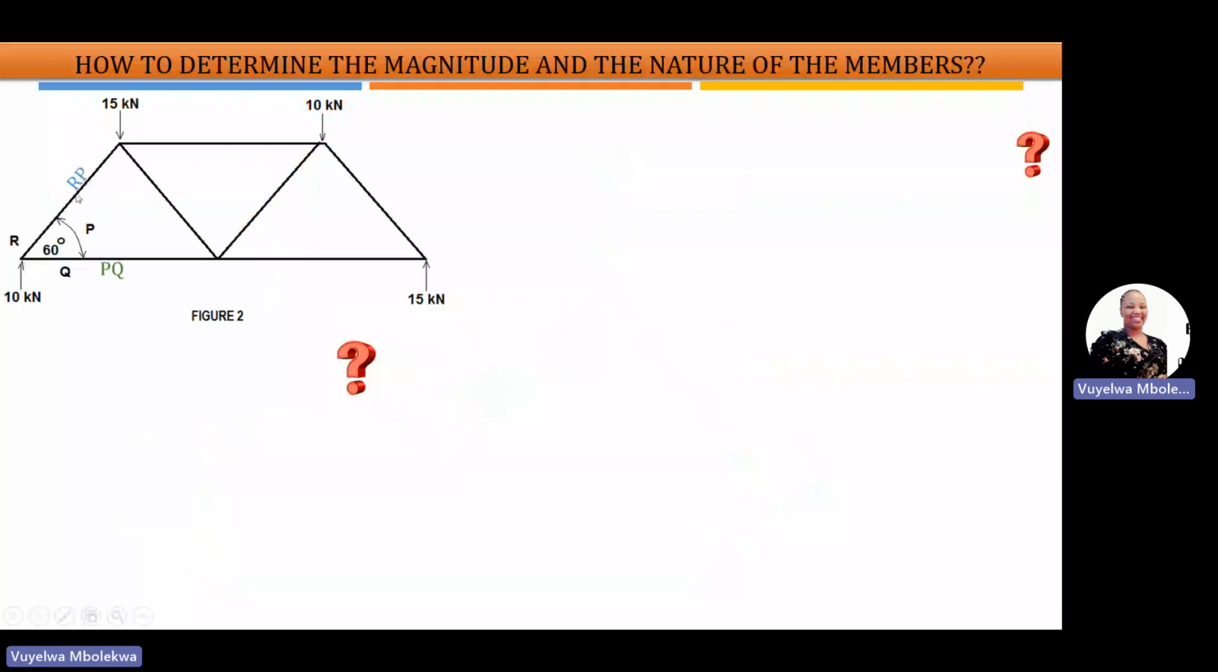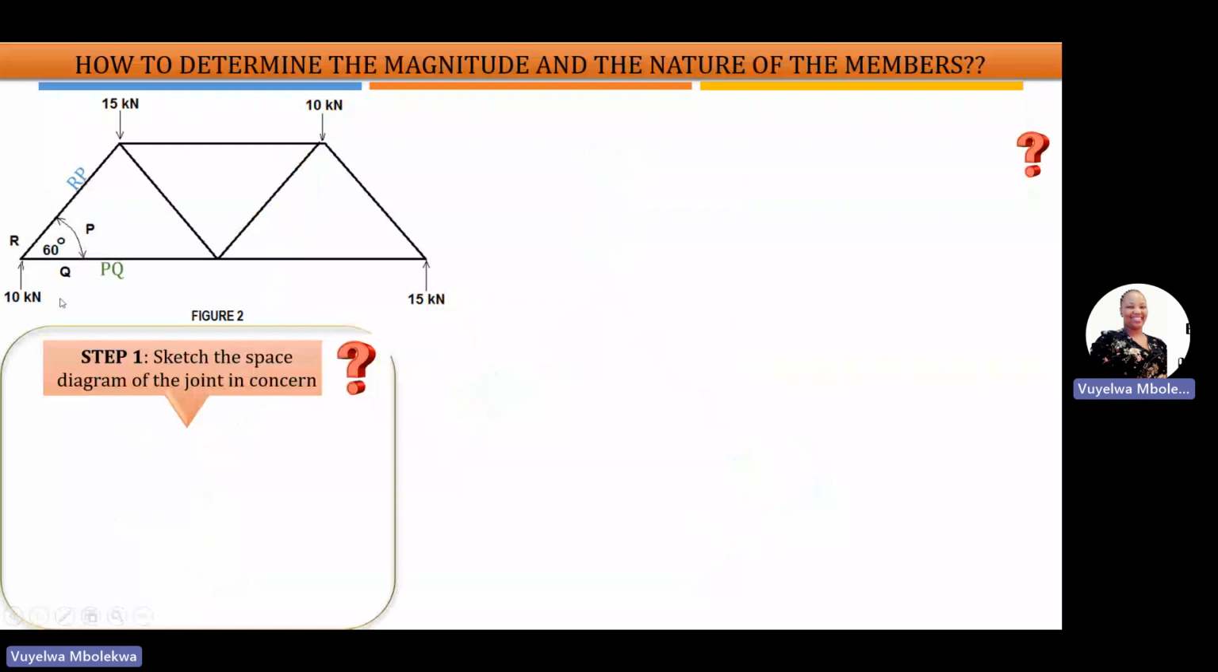So you name the member using the two spaces on both sides, going clockwise. This member falls between P and R, so we're going to call it RP, going clockwise. And this member falls between P and Q, so we're going to call it PQ. Okay. So step 1, you need to sketch the space diagram of the joint in concern, the joint that they have given you. And how do you sketch a space diagram?